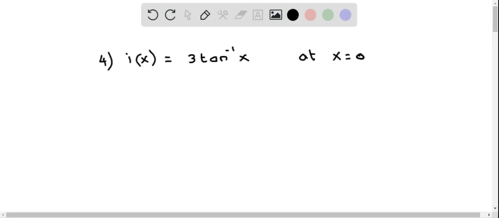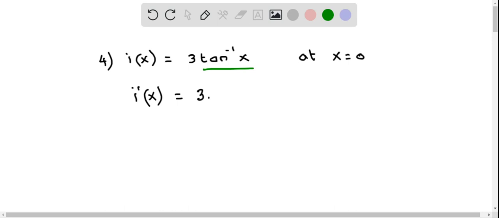Let's do question 4. Here we find the derivative of i of x equals 3 times tan inverse of x at x equal to 0. So let's find the derivative of i of x, which is written as i prime of x. And this equals, we have the constant 3, which I write as it is. And then we find the derivative of tan inverse of x.